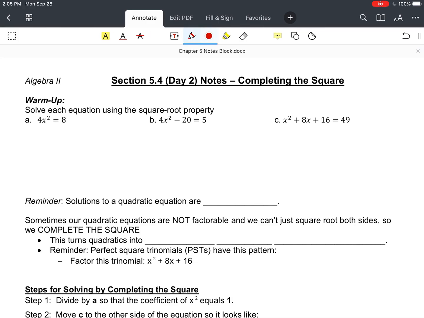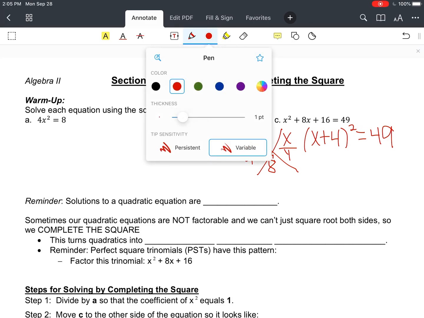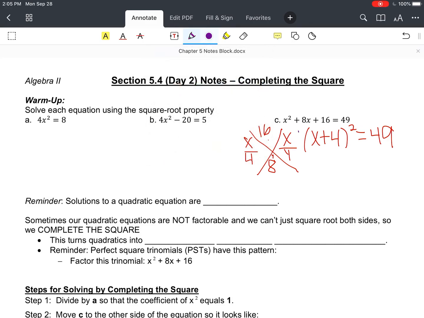So in letter C, I have a perfect square trinomial here on my left, x squared plus 8x plus 16. So if I was to draw my x to factor, my a times c is 16, my b is 8. I have ax, which is just 1x on the top. Two numbers that multiply to 16 that add to 8 are 4 and 4. So this is a perfect square trinomial, so I'm going to get x plus 4, quantity squared, equals 49.